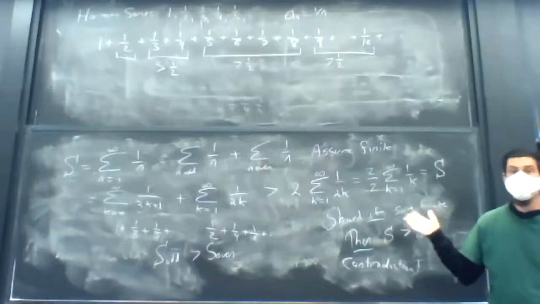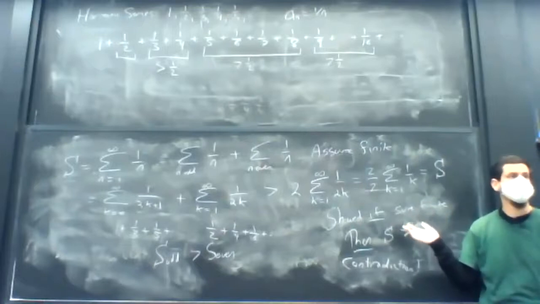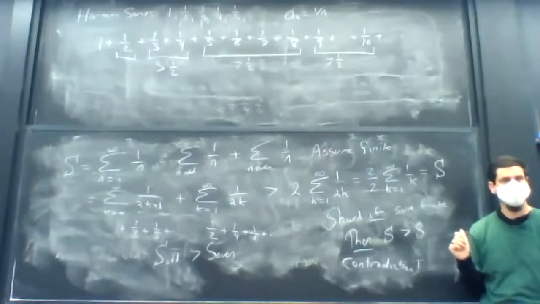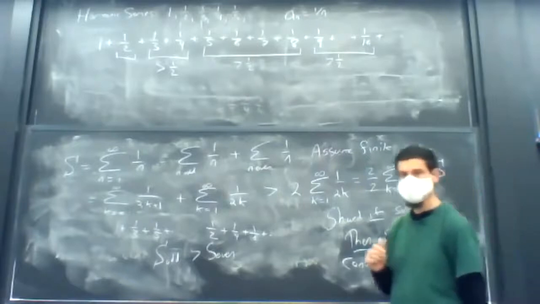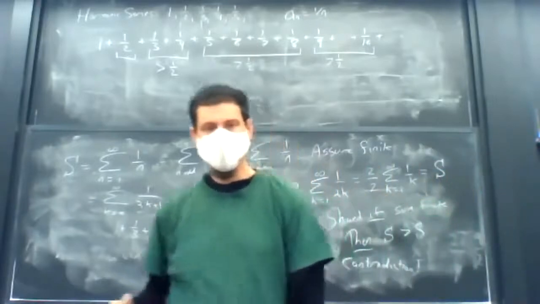And so over here, we now have an example of a series that diverges. The harmonic series diverges. The geometric series converges. All right, so this is a good place to stop.